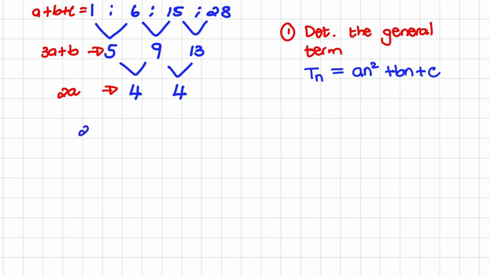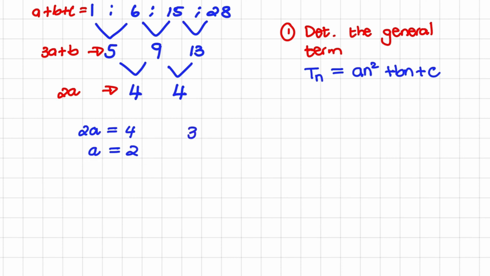So if I have 2a = 4, I can solve for a, which is now equal to 2. Because I divide 2a by 2, and what I do on the left side, I do on the right side, and therefore a is equal to 2.